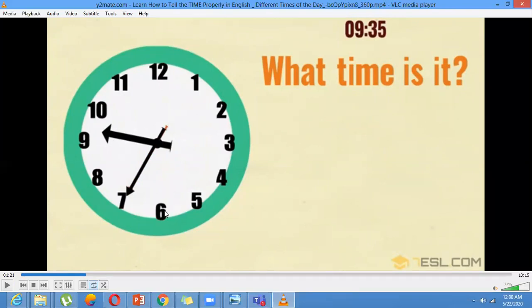We have divided this clock into two portions. For the next portion, we will count it anti-clockwise. 5, 10, 15, 20, 25. For the first portion, we will use the word past. And for this one, we will use to. We will tell you how much time is left for the next hour.